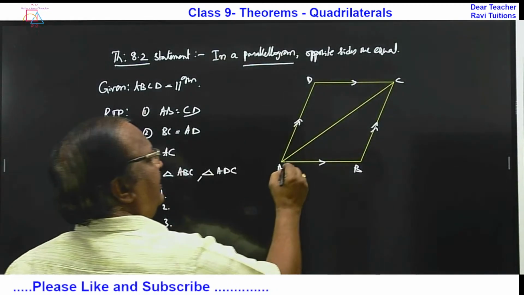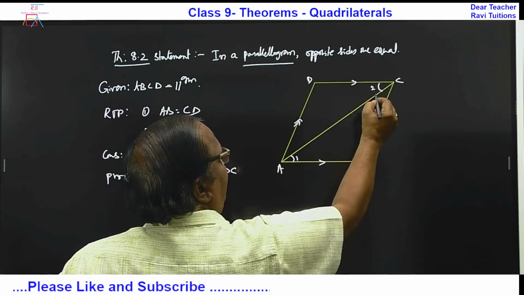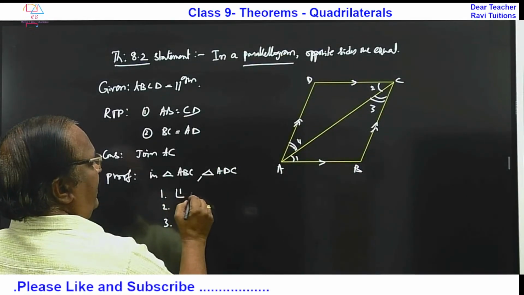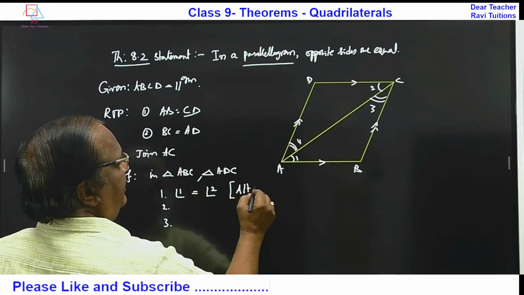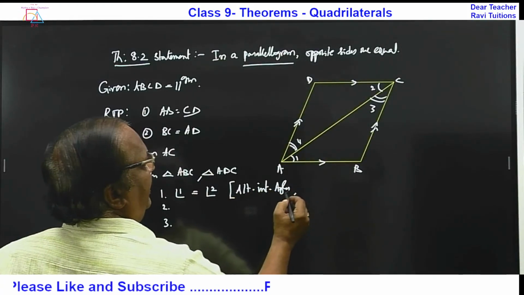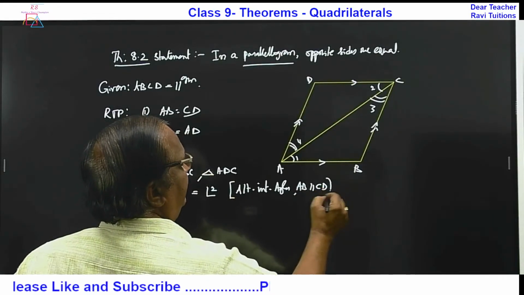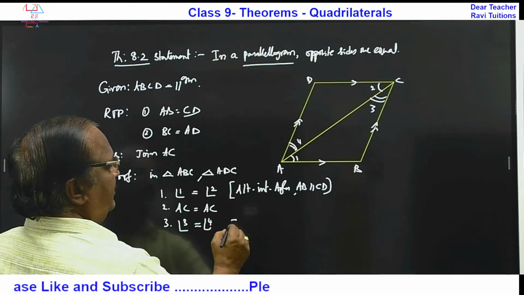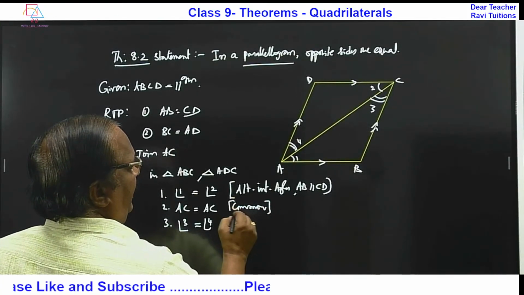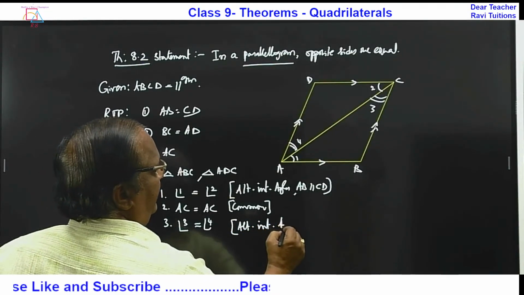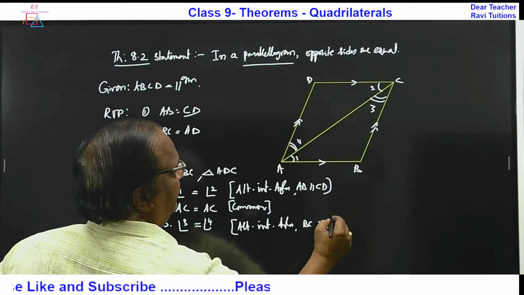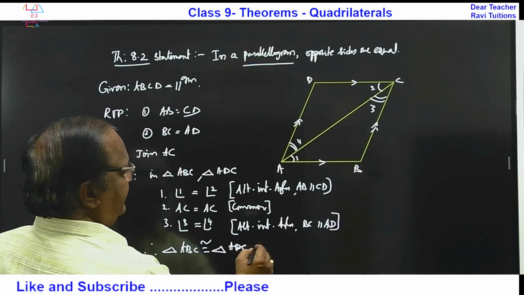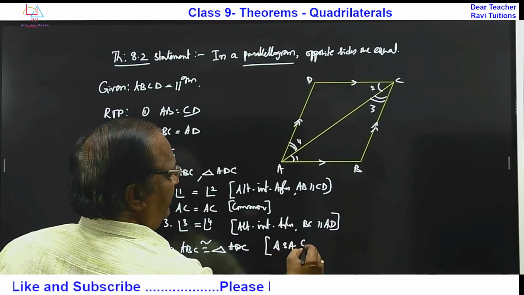What are equal? In the same way, angle 1 and angle 2 are equal, alternate interior angles. Angle 3 and angle 4 are equal. So angle 1 is equal to angle 2, alternate interior angles, and AB is parallel to CD. Now AC is equal to AC, common. In the same way, angle 3 is equal to angle 4, alternate interior angles, and BC is parallel to AD. Therefore triangle ABC is congruent to triangle ADC by the ASA congruency rule.